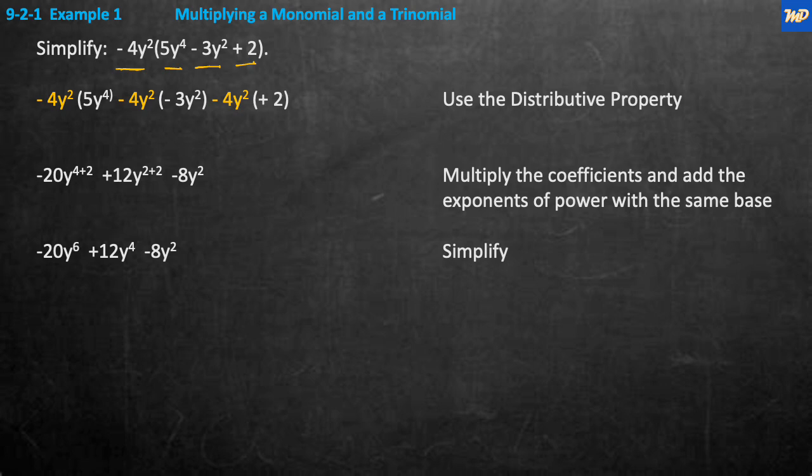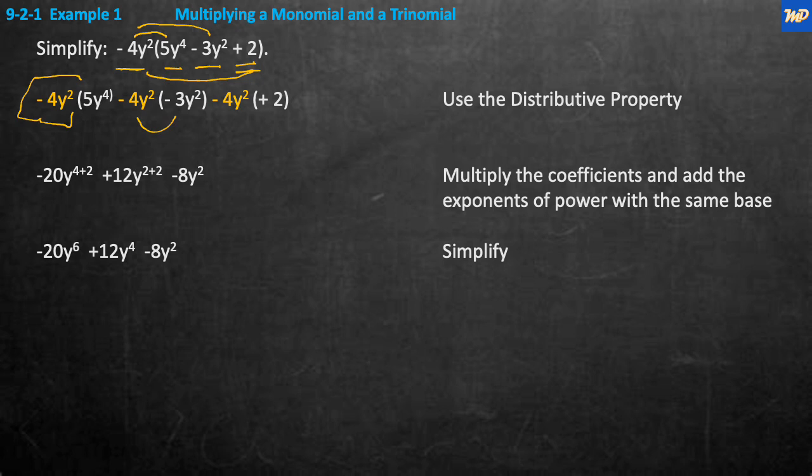Well, we take the negative 4y squared, the term that we're multiplying by, and we multiply it by each term of the trinomial. So we get negative 4y squared times 5y to the fourth. That's the first part. We get negative 4y squared times negative 3y squared. And then we also get negative 4y squared times 2. And when we multiply that out, what do we get?